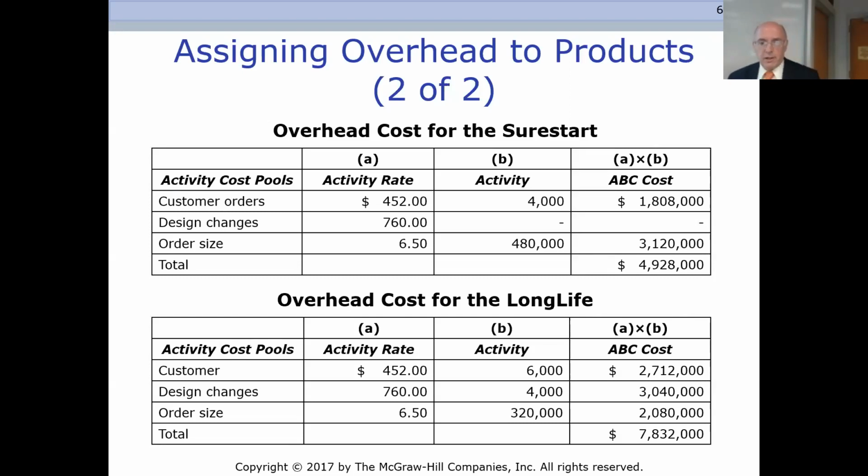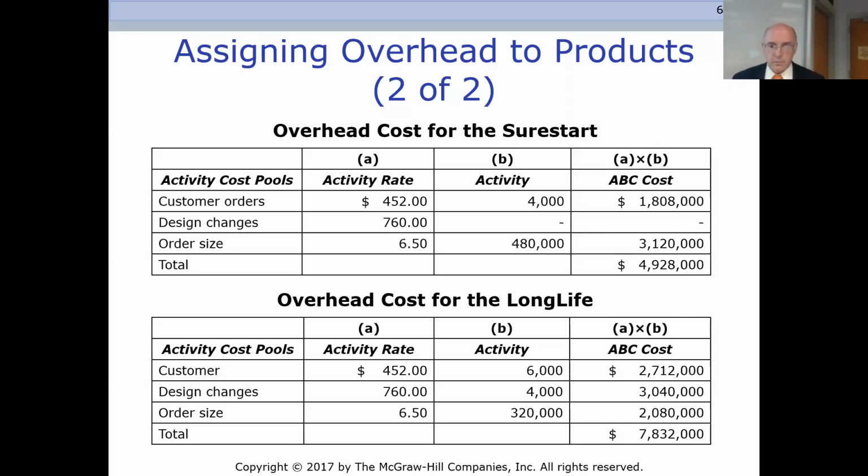The overhead for Long Life, we compute that the same way, but with different numbers. Again, the activity rate for customer 452. Here we have design changes. Design changes were 760 times, in this case, 4,000. We didn't use that in the other one because they didn't have design changes. And then the order size is 6.5 times 320,000 for a total of 7,832,000.